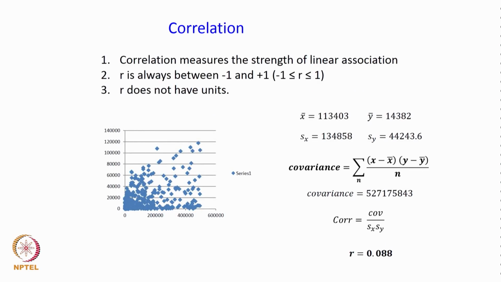So, when we look at the second set of data, x bar is 113403, y bar is 14382, s of x is 134858, s of y is 44243.6, covariance is 527175843, and when we compute the correlation we get 0.088. So, correlation is close to 0, and therefore, there is no association or very little association between salary and savings in this case.